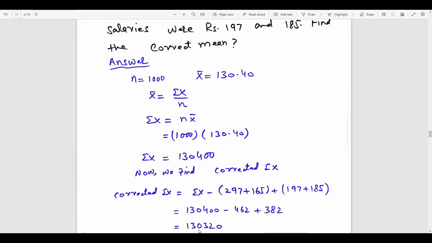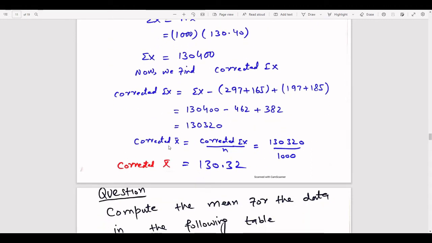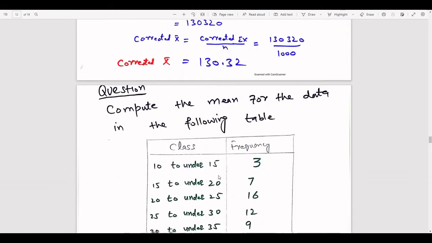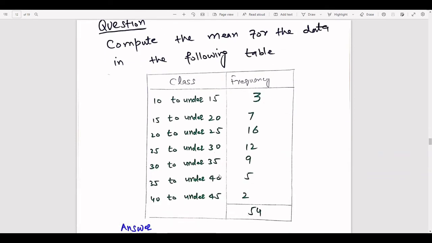So our corrected sum is 130320. And now we calculate the corrected x bar: corrected sum of x over number of observations, 130320 divided by 1000. The answer is 130.32.